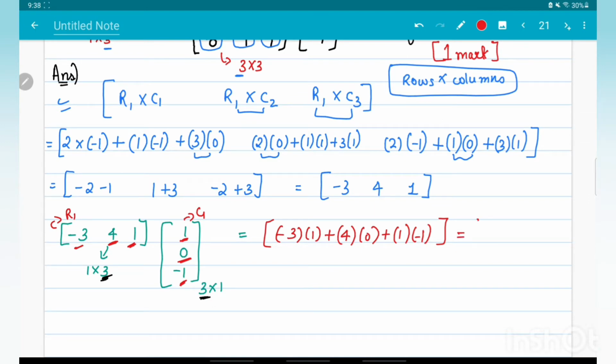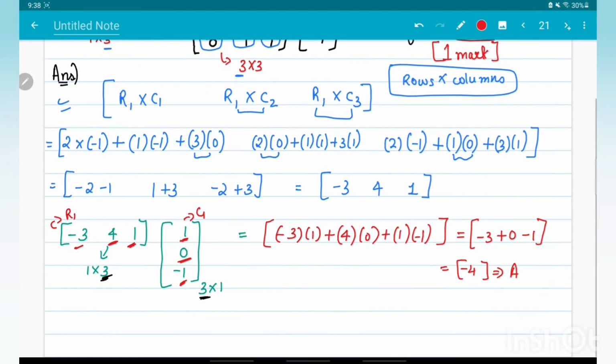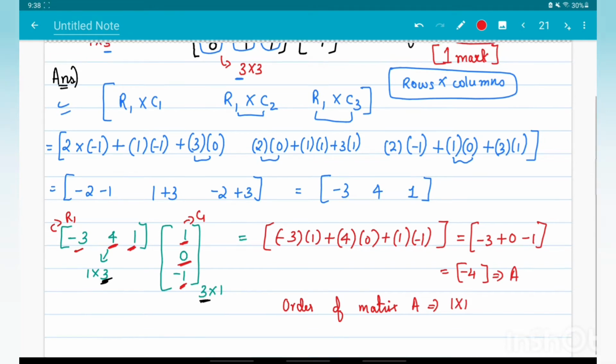This matrix will have only one element. When I solve this, it becomes minus 3 plus 0 minus 1, that is, it will be equal to minus 4. So this is my final matrix, and this is my matrix A. So what was the question? The question was to write the order of our final matrix A. This final matrix has only one row and one column, so the order of matrix A is 1 by 1, because there is a single element present here. So that was our first question.